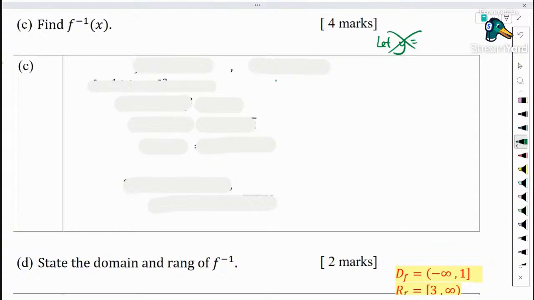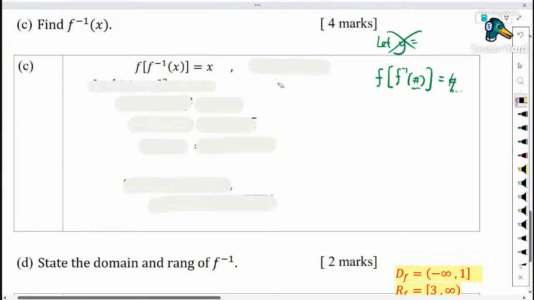You always consider these properties here. f composite with f inverse equals something. And what is the something here for the result? It depends on what you have in the bracket. If you have a hashtag, then it equals the hashtag. And here, to find the inverse, I would like to have f composite f inverse equals x, where in the bracket I want x.